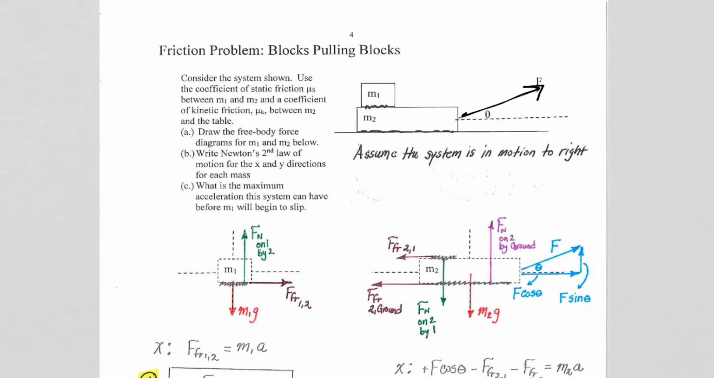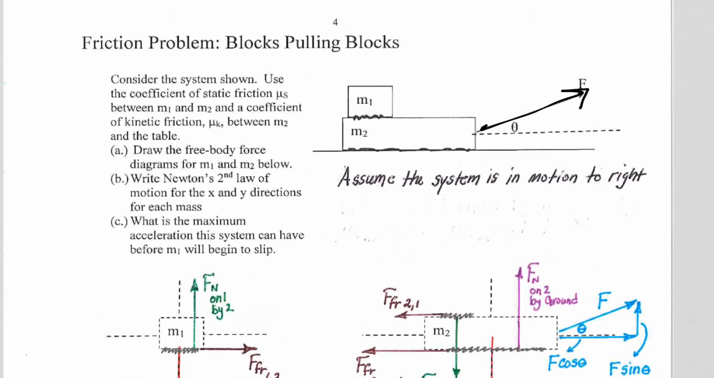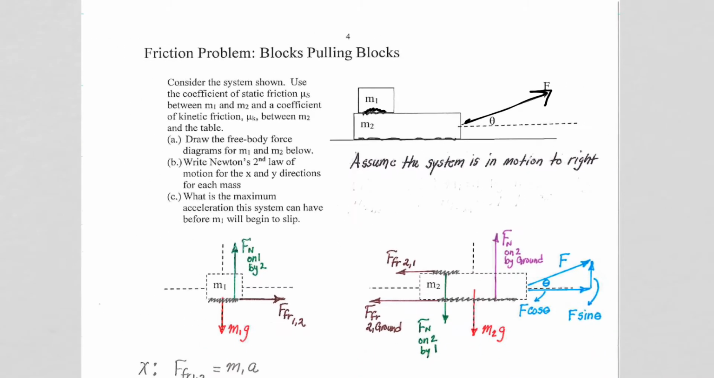So F is the force we're applying on M2, and there's friction between M1 and M2, both static and kinetic. So that's why I have that roughed up surface in here indicating that there's friction there. And what we want to analyze is how hard can we pull on mass 2 before we pull mass 2 out from under mass 1. So mass 1 relative to mass 2 would go off the back.